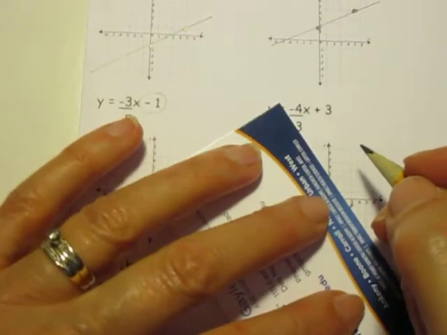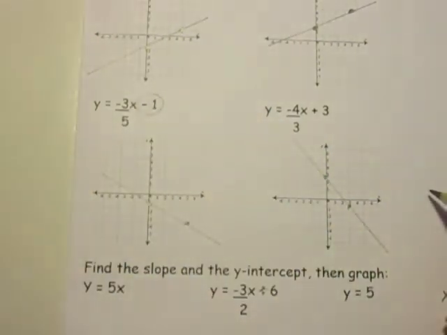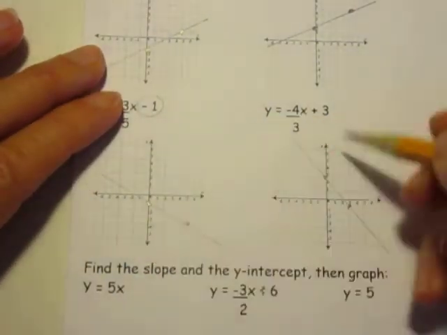And then draw a line, and this one just became a little bit steeper, but also falling. And it crosses at a different place.